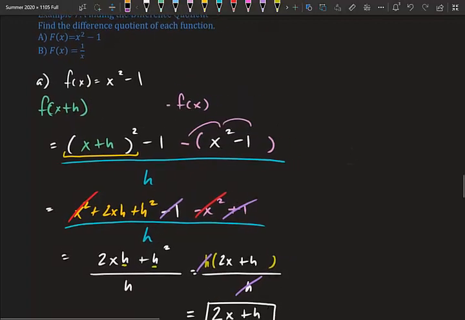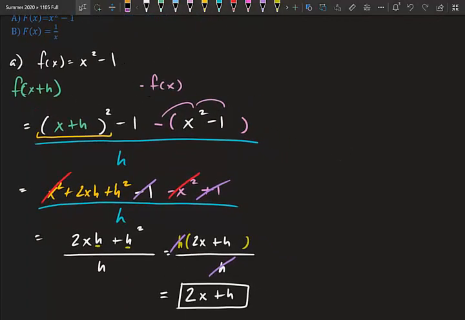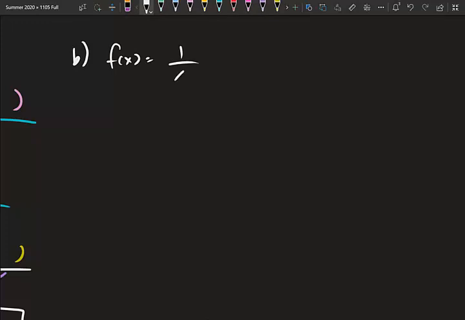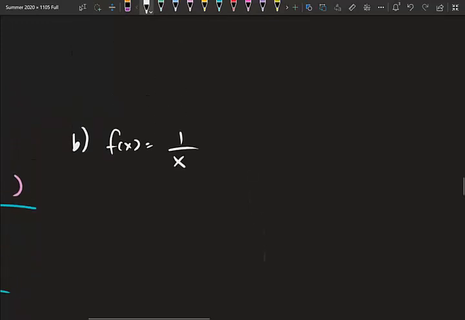All right, part B. We have a fraction. So if we start with a fraction, do you think we're going to end with a fraction? Let's see. All right, part B. So part B, our function is f of x equals 1 over x. And I'm just going to rewrite our difference quotient.